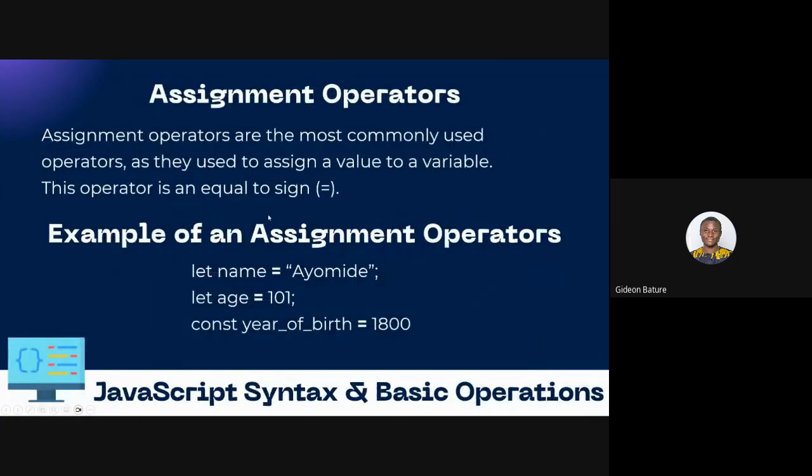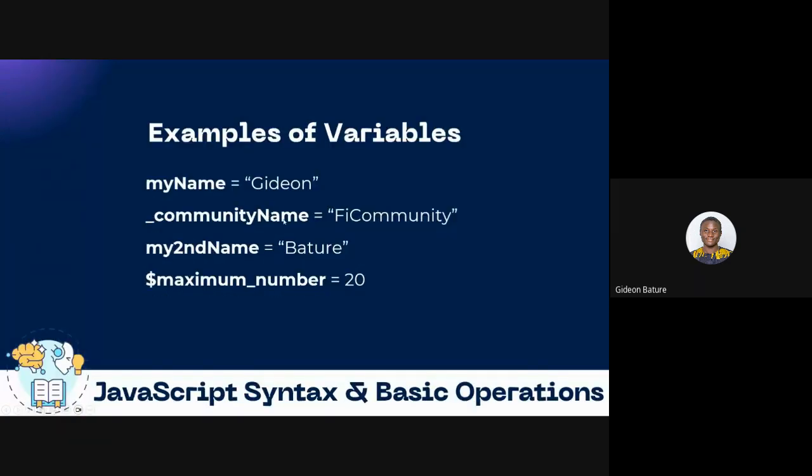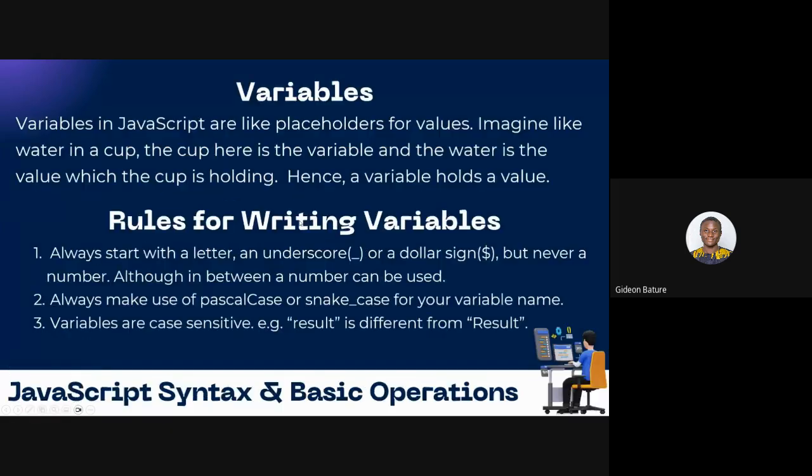Okay. So now let's look at examples of variables. Now, this is an example of a variable. You have your variable name, which is this, then equal to, then the value that the variable is going to be holding. The next one. So, do you remember our law? Remember the three laws. Always start with a letter, an underscore, or a dollar sign.